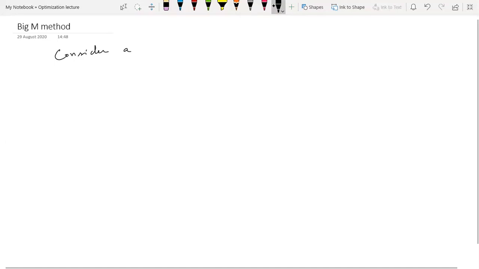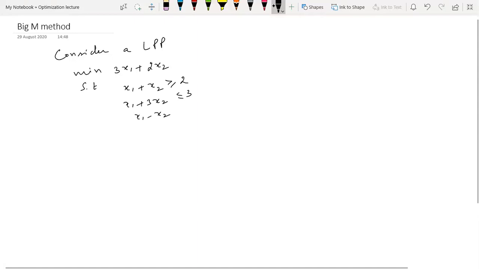Consider a linear programming problem. So your problem is minimize 3x1 plus 2x2 subject to constraints x1 plus x2 greater than or equal to 2, x1 plus 3x2 less than or equal to 3, x1 minus x2 equal to 1. Okay, so this is my linear programming problem.